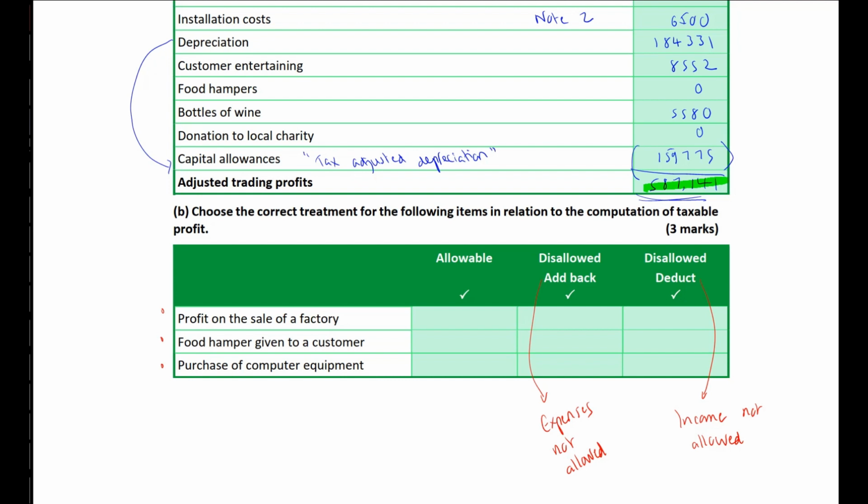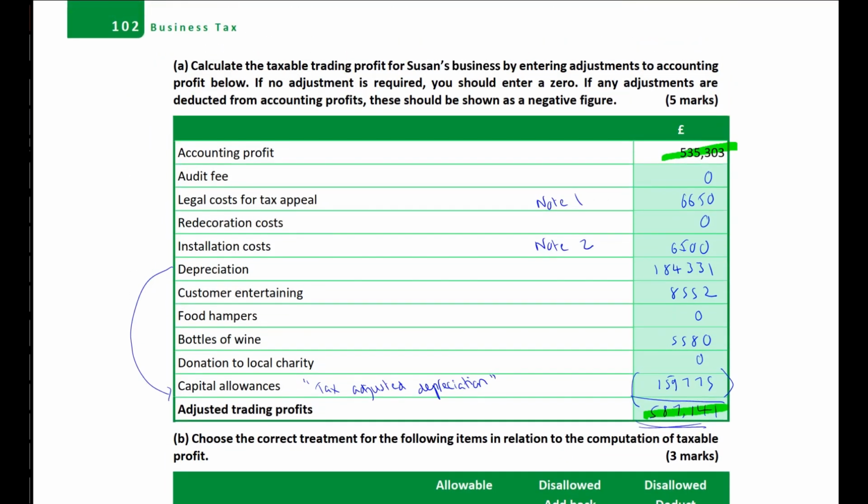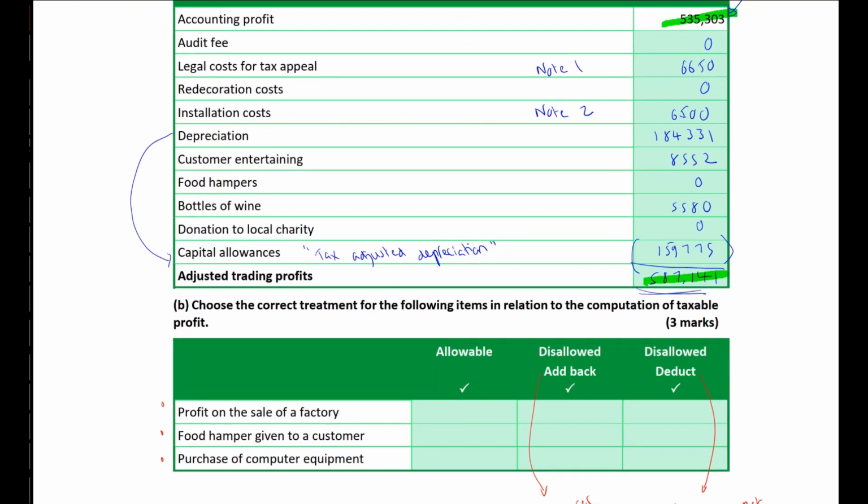Profit on the sale of a factory. Perfect example. If I did have a profit on the sale of a factory, that would mean that the accounting profit that had been provided would include some profit from the sale of that factory. And it shouldn't be there. So I then need to say, okay, I need to get it out then. How am I going to do that? I'm going to deduct it from the profit that's been reported. So it's disallowable and it's deducted.